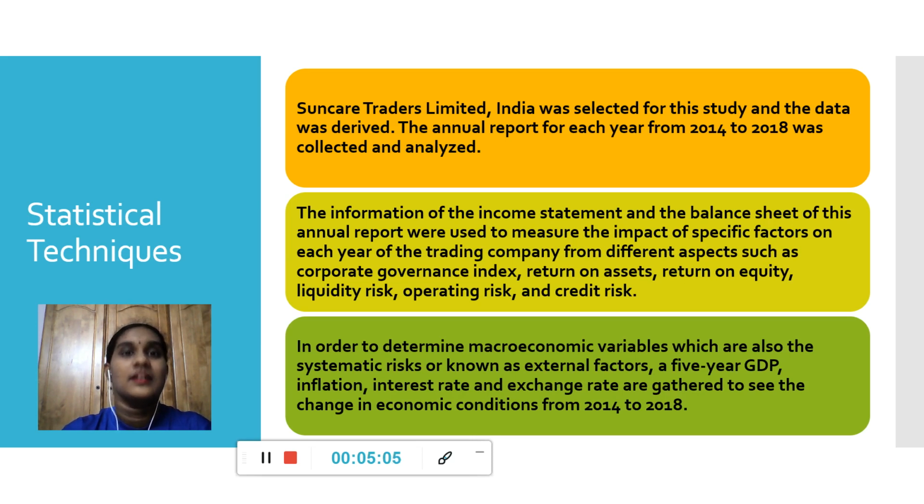of specific factors on each year of the trading company from different aspects such as liquidity risk, operating risk, corporate governance index, and so on, in order to determine macroeconomic variables, which are also systematic risks or known as external factors. A 5-year GDP, inflation, exchange rate, and interest rate are gathered to see the change in the economic conditions.